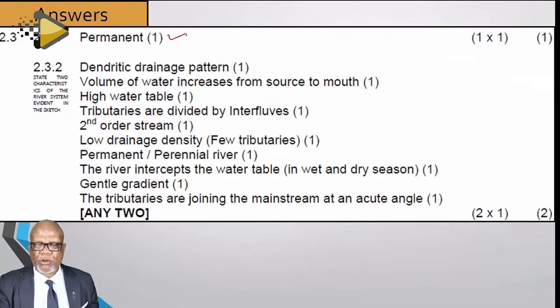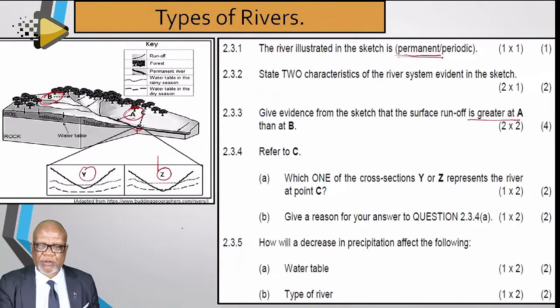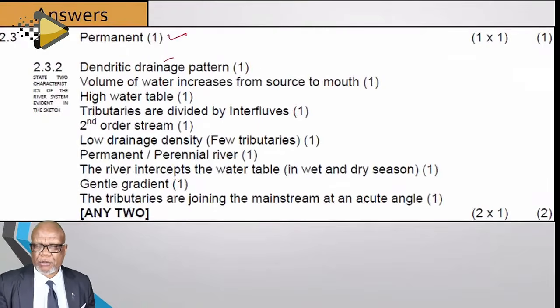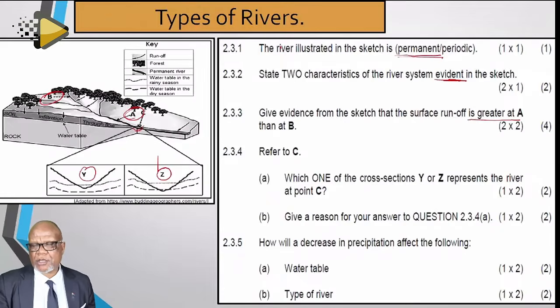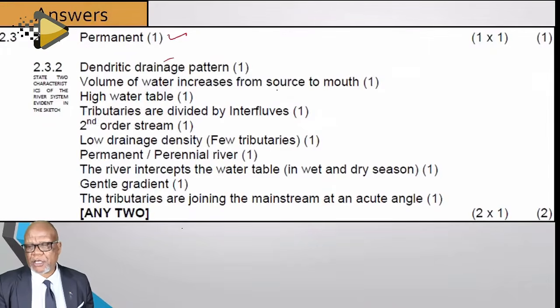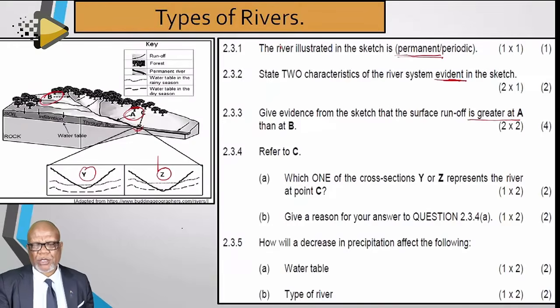Now, let's look at this. We said the river is permanent, and now the question is, what is it that you can see? State two characteristics of the river system evident. You can see the dendritic pattern. Here is the dendritic pattern there. Can you see it? What else can you see? The volume of water increases from source to mouth. You can see the line here. There's the source. The line is getting darker to show that the water is increasing, and here the line is thinner.